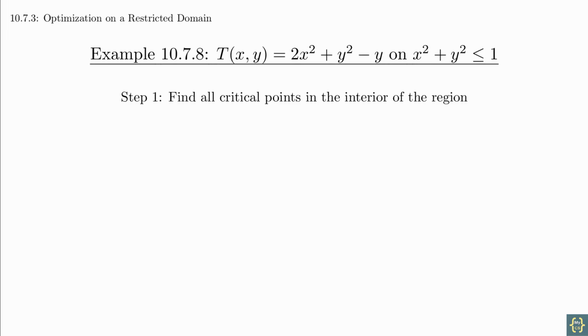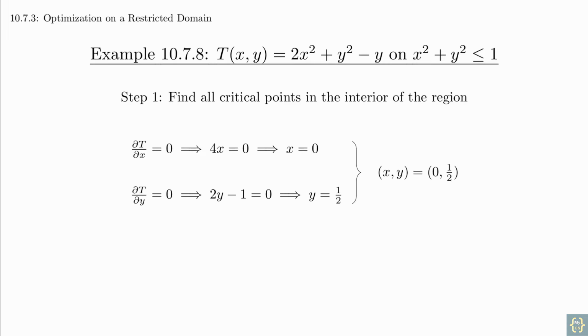The first step is to find the critical points of the interior. Setting the first derivatives equal to 0, we end up with the point (0, 1/2). Since this point is in the interior of the region, we need to include it.